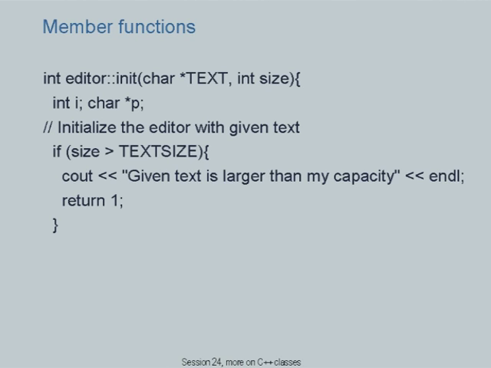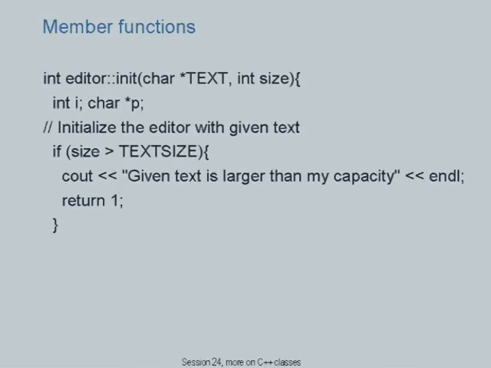What am I supposed to do here? I am supposed to initialize the editor with the given text. So I say int i, char *p. I check whether the size is greater than the text size. If that is so, I can't edit that text. So I simply give a message that the text is larger than my capacity and I return 1. Notice, I could have written this function as void editor::init, as we had implemented the stack functions with void type. Here, I am deliberately including int type as the return value.